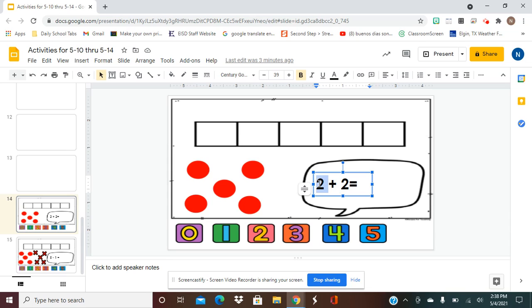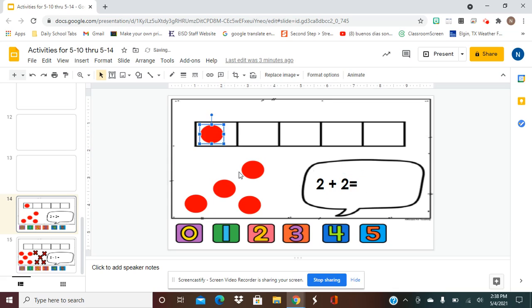So we're going to start with this number. First we had 2, right? So we're going to move counters 1 and 2. Okay, so 2 plus is telling me that I'm going to add. How many more am I going to add? I'm going to add 2 more. So we're going to add 2 more, 1 and 2.